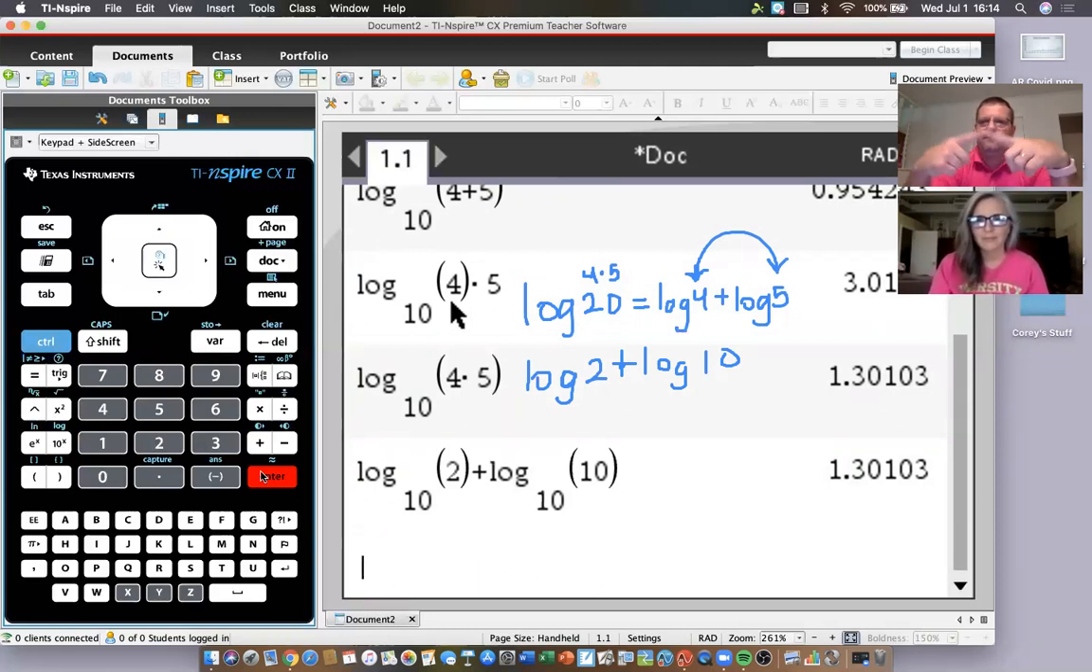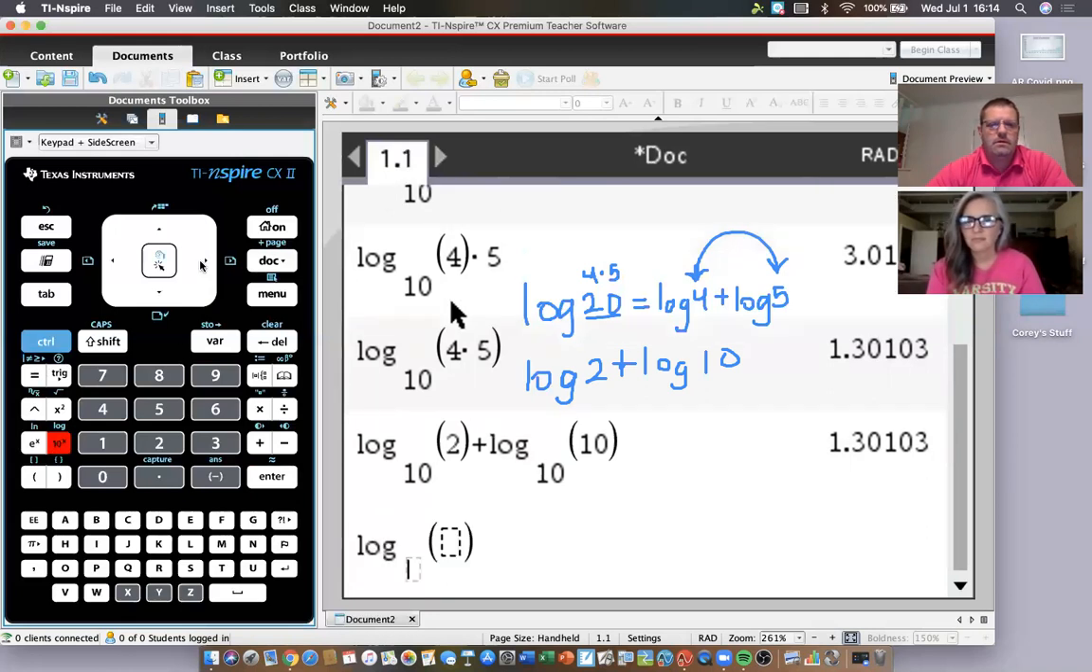So 4 times 5 multiply to make 20, and 2 and 10 multiply to make 20. So any two numbers that I put in those logarithms that multiply to make 20 should give me the same thing, right? So like 1 and 20 would work. So do you want me to do that? Yeah, sure. Let's make a hard one though.